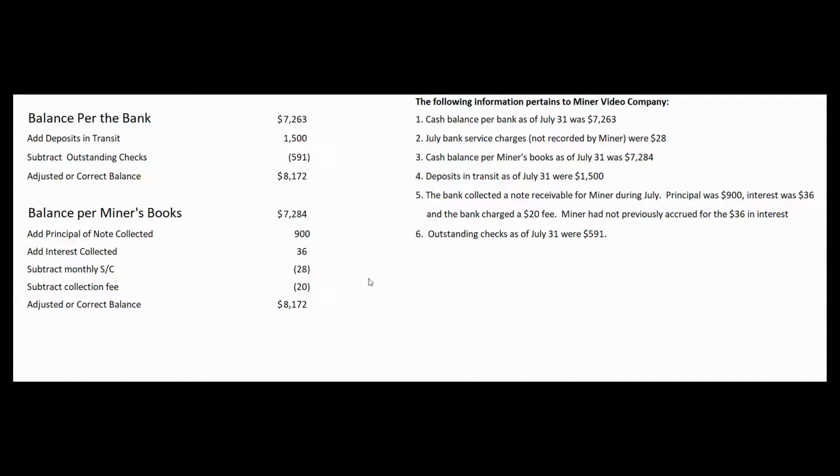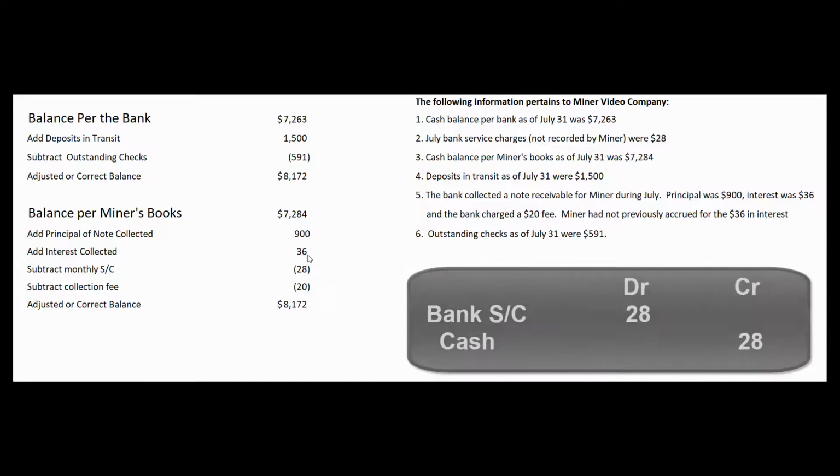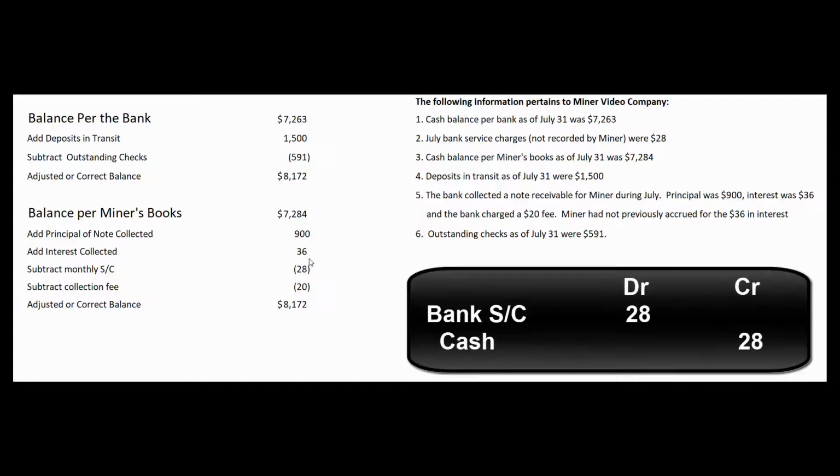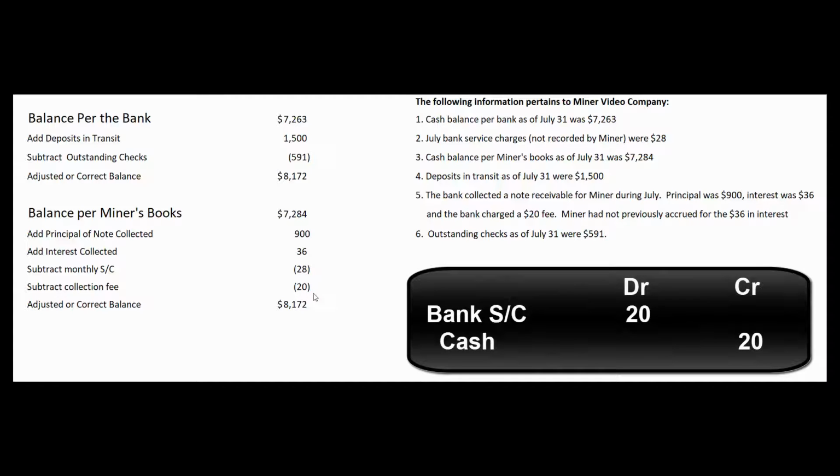So now we have to literally tell our books what they don't know. So we're going to debit cash for $936, credit note receivable for $900, credit interest revenue for $36. Then we're going to debit bank service charge for $28 and credit cash for $28, debit bank service charge for $20 and credit cash for $20, and now our books are up to date. And that's all there is to a bank reconciliation.